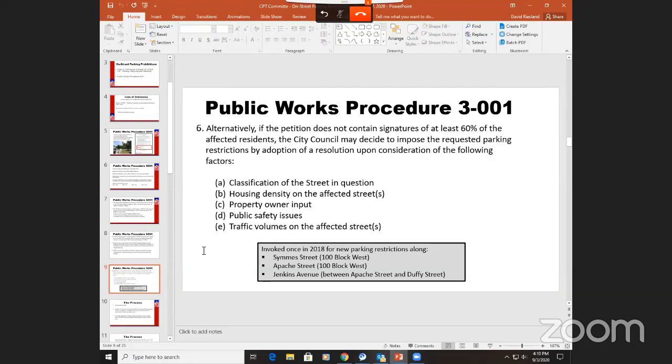Some of the considerations that you might want to make are what type of street is this on? What is the housing density on this particular street? What type of input has there been from the property owners? Are there any public safety issues? And we'll generally tell you that when the request is presented to you. What are the traffic volumes on the affected street? This number 6 has been invoked one time in 2018 for new parking restrictions along Sims, Apache, and Jenkins. You did those all in one resolution, I believe.